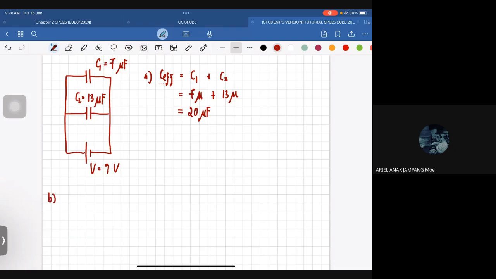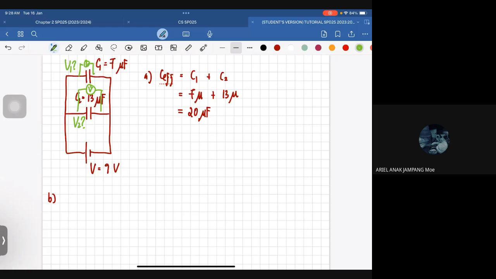Next, soalan B minta kita cari the potential difference across each capacitor. Across each capacitor, kita letak voltmeter lah kiranya di sini. Kita kena cari berapa nilai volt di sini, berapa nilai volt di sini. So kita kena cari V1, kita kena cari V2.